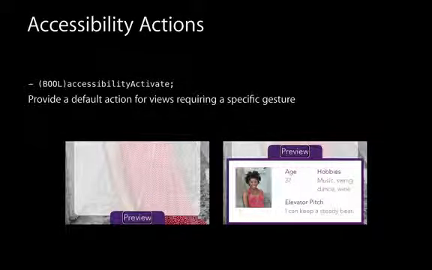Another really important action is the activate action, and that's what happens when a user double taps. Normally, when you double tap something, that just taps the view. But you can override this method on views that respond to a specific gesture, and that way VoiceOver users can do that action as well easily. For example, in our app, we can use this for the Preview tab, which currently only responds to a sliding gesture.